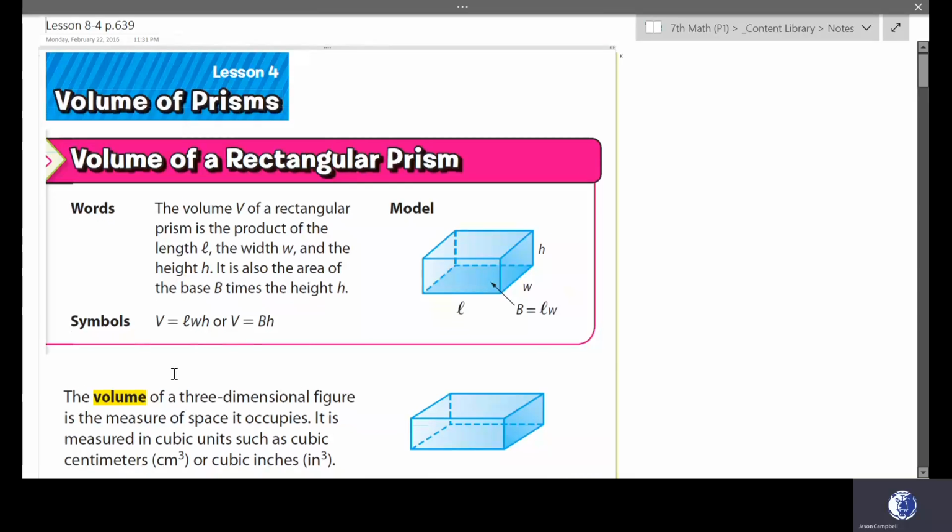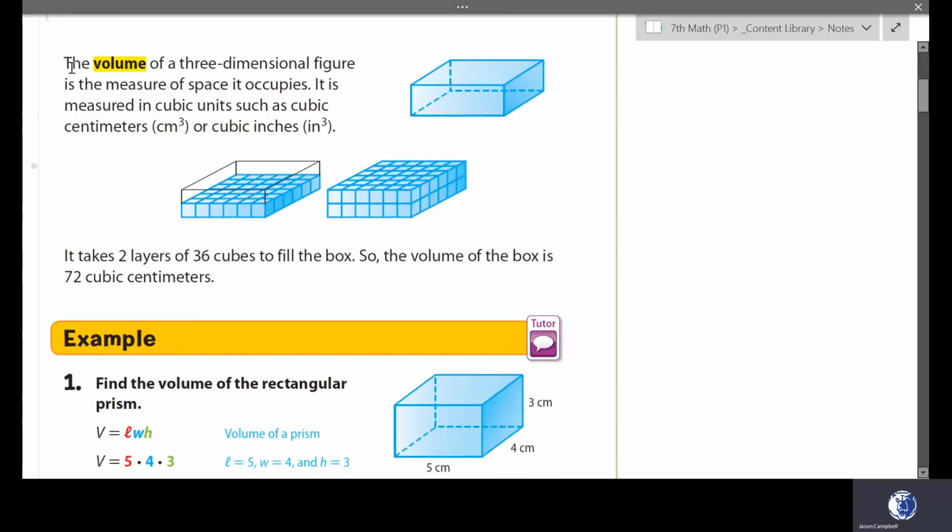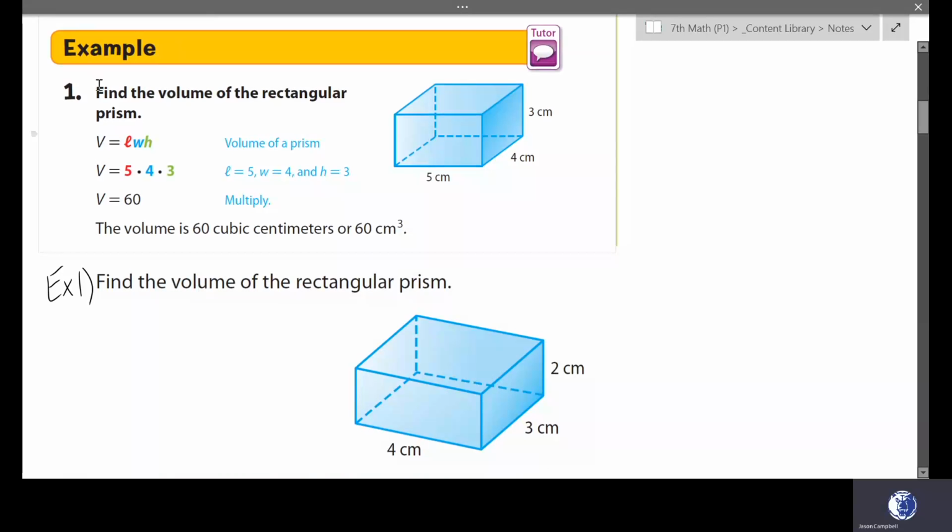the width. The volume of a three-dimensional figure is the measure of space it occupies. It is measured in cubic units, such as cubic centimeters or cubic inches. It takes 2 layers of 36 cubes to fill the box, so the volume of the box is 72 cubic centimeters. Let's look at example 1. It says find the volume of the rectangular prism. So all they did was length multiplied by width multiplied by height to get a volume of 60 cubic centimeters.